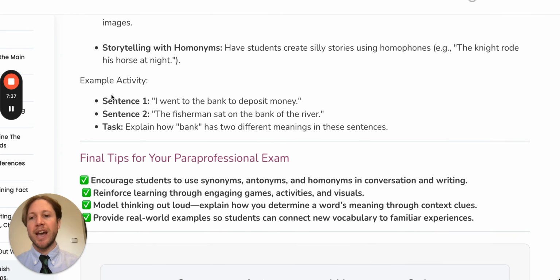So if we have a look at the example here, we have sentence 1 and sentence 2. I went to the bank to deposit money, and the fisherman sat on the bank of the river. One of the tasks we could ask a student to do in order to demonstrate their understanding of the difference of meanings between bank 1 and bank 2 is to explain the difference in their own words. The fisherman isn't going to a bank to deposit or withdraw money. They are going to sit on the bank that is inclined.